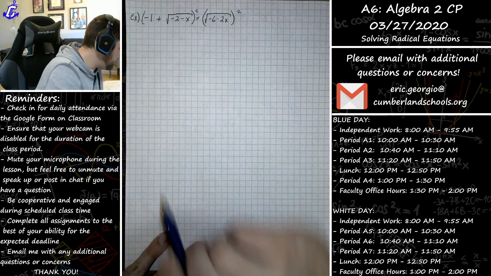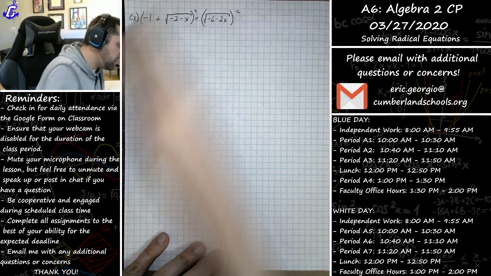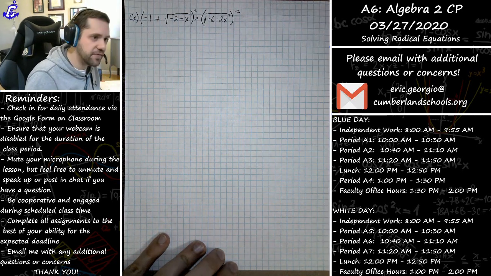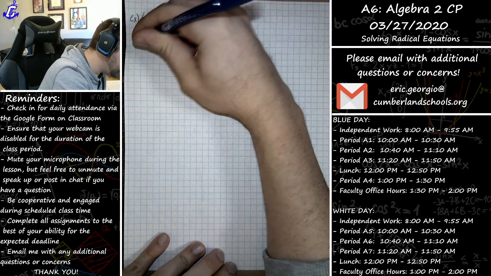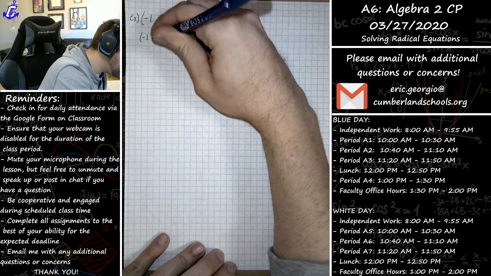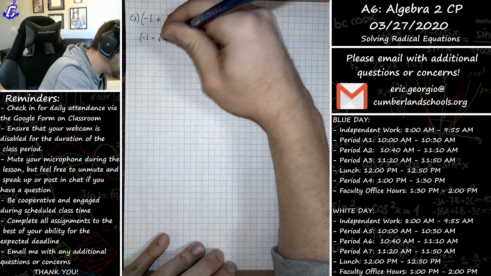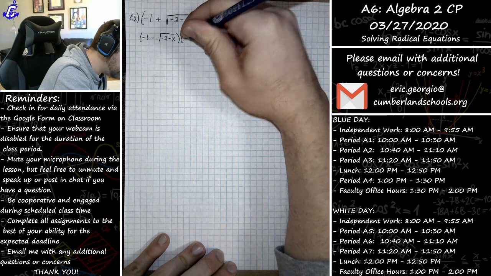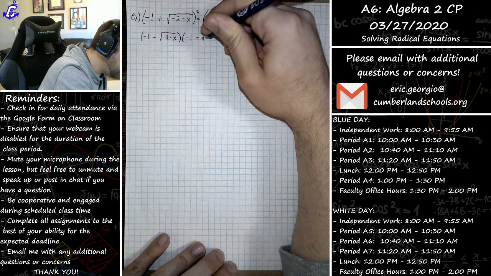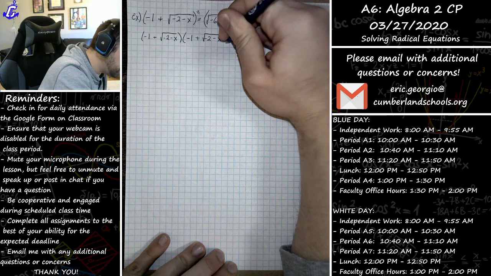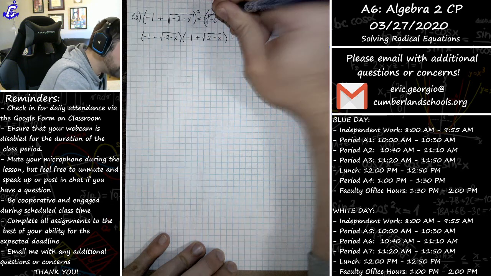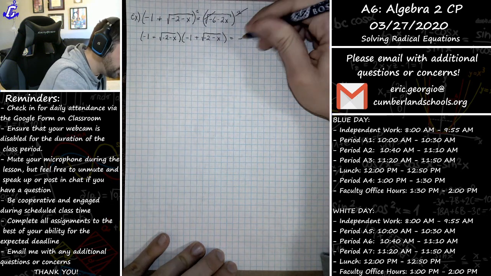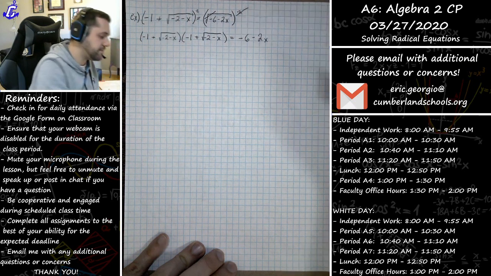On that left side, I'm going to square negative 1 plus the square root of negative 2 minus x by multiplying it by itself. We got negative 1 plus the square root of negative 2 minus x times itself: negative 1 plus the square root of negative 2 minus x. And that's going to be equal to, on the right side, it's nice and easy. The square and square cancel out. I get negative 6 minus 2x.